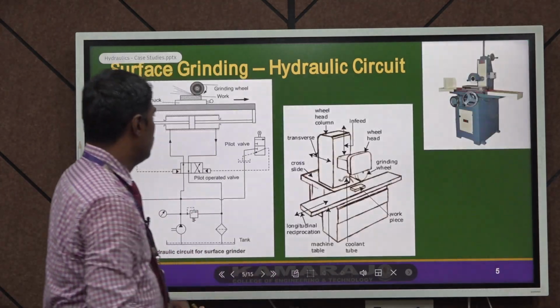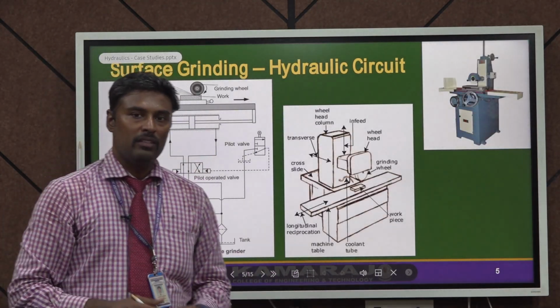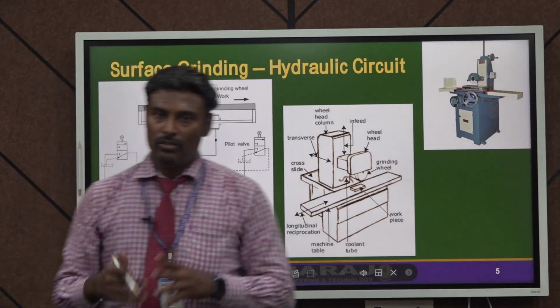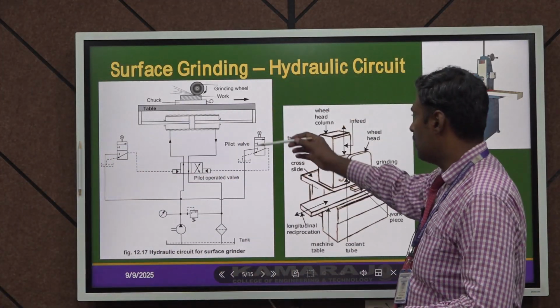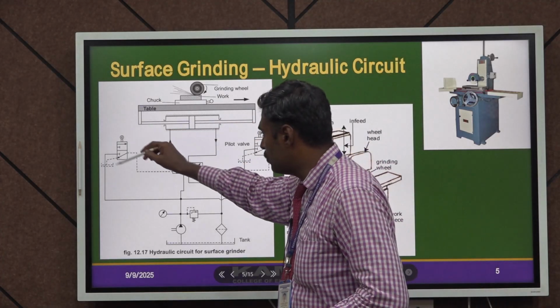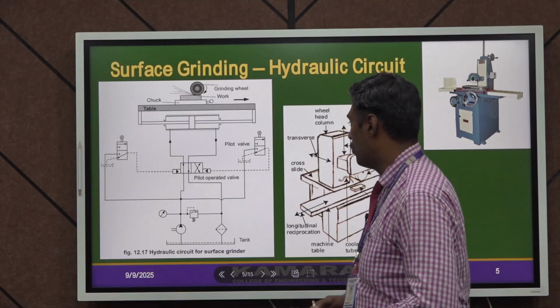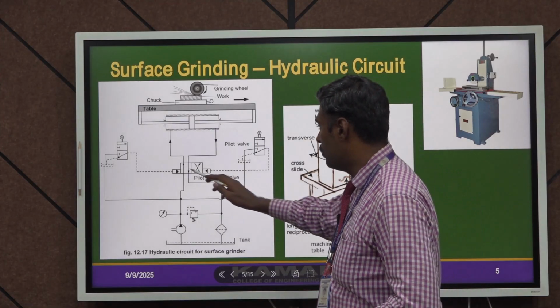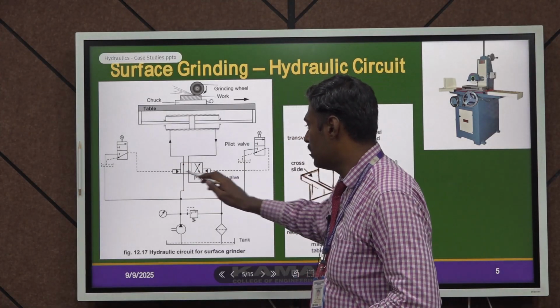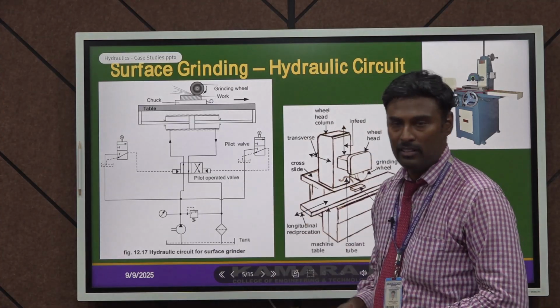Then we are going to discuss surface grinding operations. You know the surface grinding. Here you have limit switches. This is one limit switch and this is another limit switch. They are actuated by the roller. Here also we are going to make these lever actuations by using pilot-operated hydraulic valves.